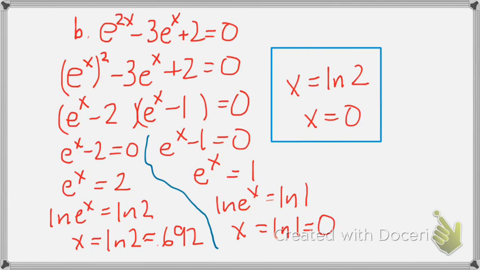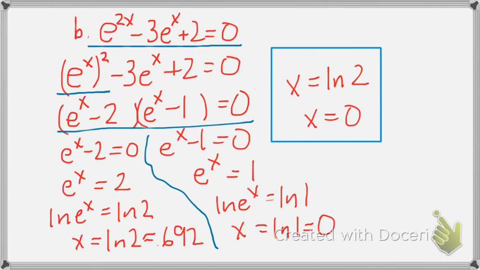Now let's look at B. B was, we noticed, possibly a quadratic equation. e to the 2x minus 3, e to the x plus 2. We notice that this e to the 2x actually can be rewritten as e to the x, quantity squared. And if we have e to the x squared, indeed, this is a quadratic equation. So we can factor it.